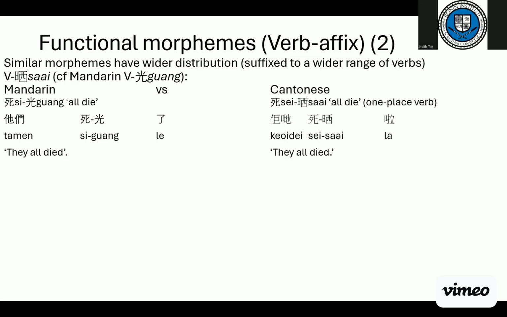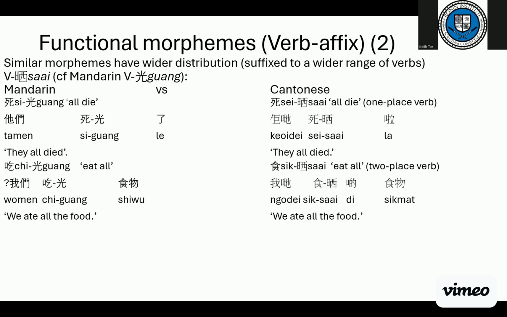That's absolutely fine. If we apply the word 光 or 晒 to two place verbs, such as for example 吃 or 食, it means eat. So it's a two place verb. In Mandarin, 我们吃光食物, I think it's borderline grammatical because we can't really use 光 with two place verbs. Whereas in Cantonese, we can definitely use 晒. 我哋食晒啲食物, so we ate all the food. We apply this verb to the object.